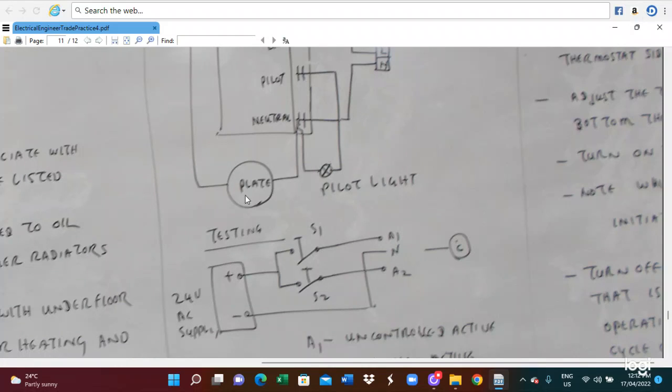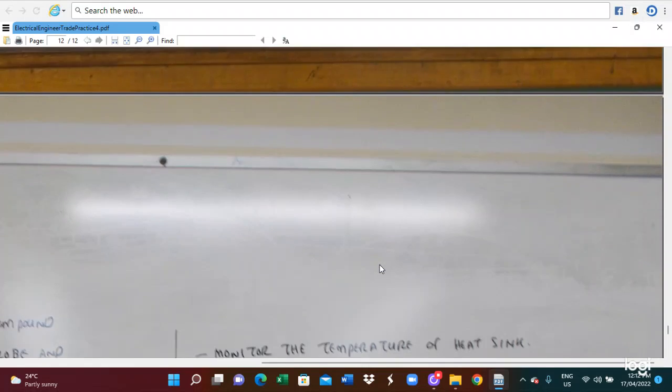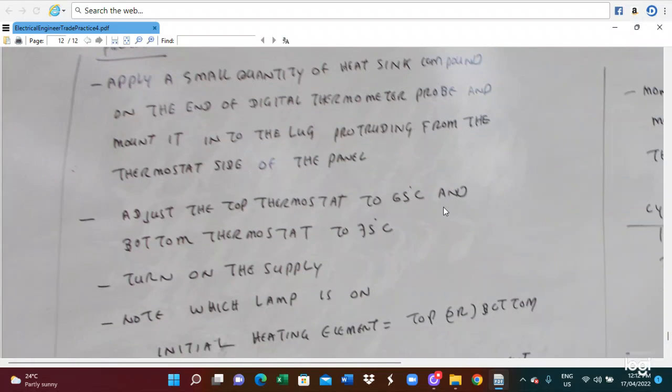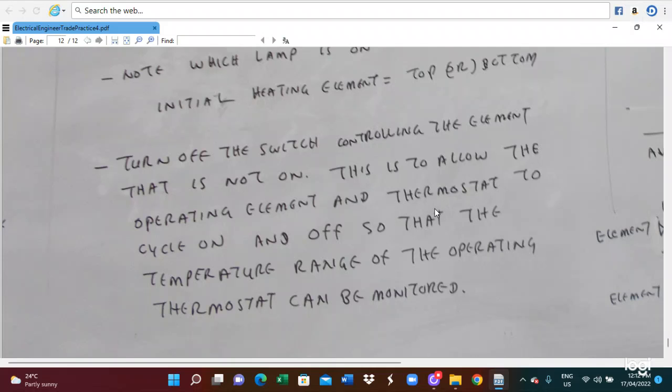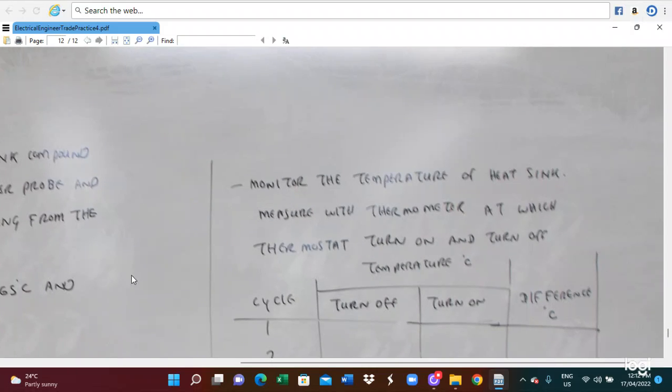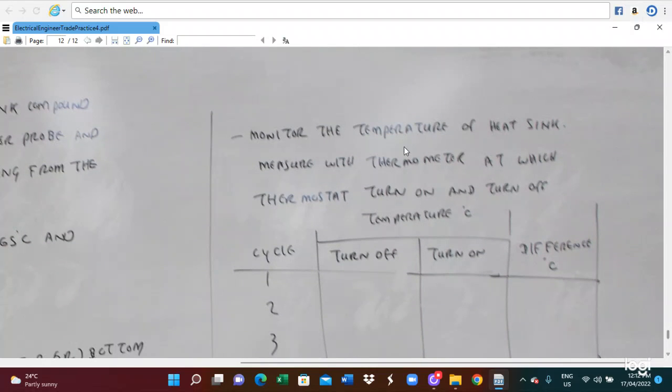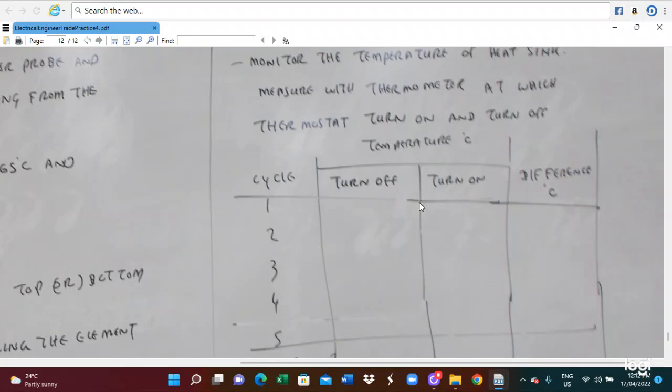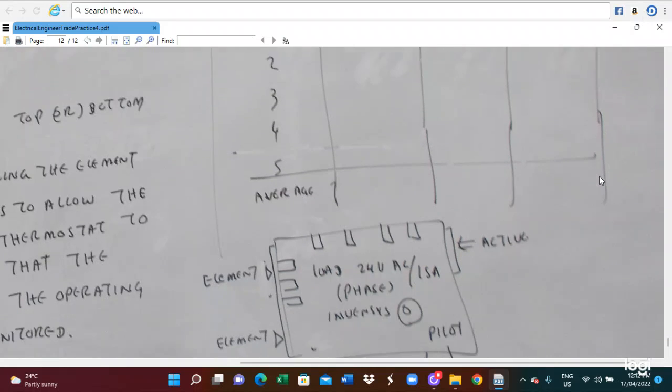So this is the connection diagram, and this is the method. This method is how the temperature range of the operating thermostat can be monitored. You have to monitor the temperature of the heat sink and measure it with the thermometer, and see at which temperature the thermostat turns on and off. So this is the temperature cycle on and off, at different degrees centigrade.